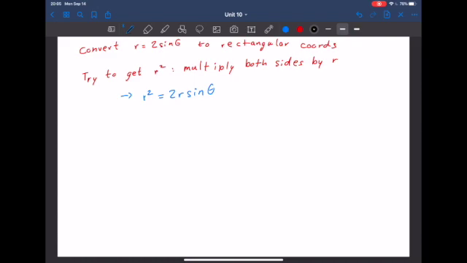R squared is x squared plus y squared, right? It was the triangle law we had here. R, x, y, right triangle. And similarly, r sine theta is y. I'm going to highlight this to be sure. R squared is x squared plus y squared, and r sine theta is the y.